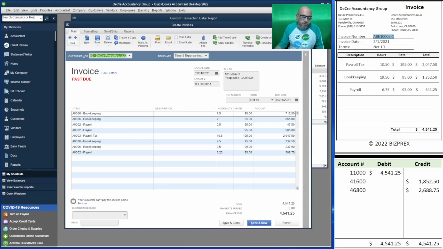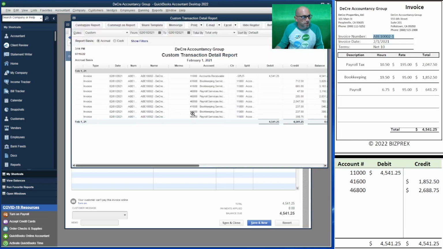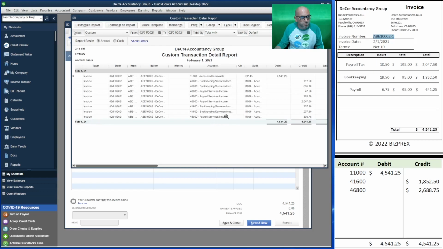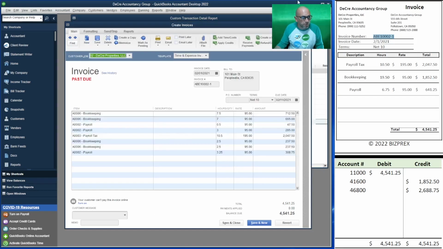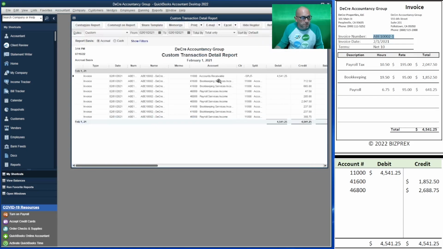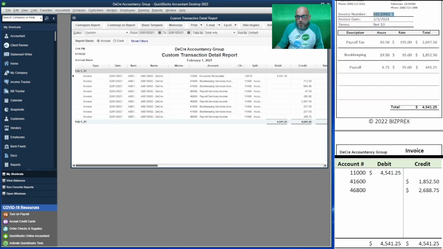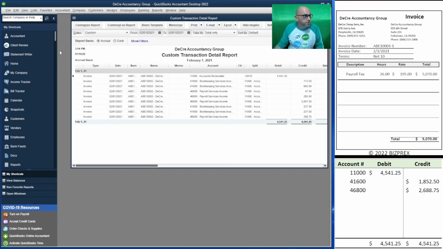And that's how, again, your debits and credits are impacted. But what's important is that again 41,600 and 46,800 right here, right? 41,600 bookkeeping services and then payroll services income. We know they're both revenue accounts, and revenue goes up when credited. So here they are, right? Again, we already saved this. It's picked it right here, right? So we can go ahead and move forward with billing the rest of our clients.